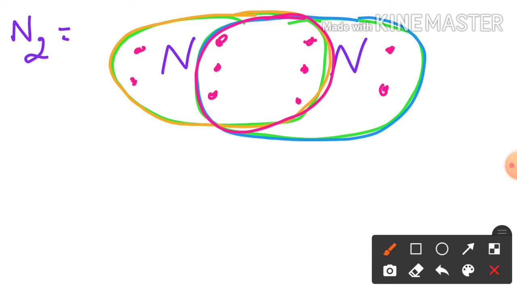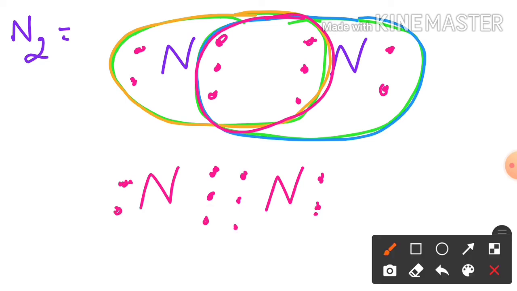So wherever there is a sharing of 6 electrons or 3 pairs of electrons, that is called a triple covalent bond. So nitrogen forms a triple covalent bond, and all these 6 electrons we can show exactly at the center: 1 2 3, 1 2 3. And this pair of electrons is called a lone pair of electrons. This pair of electrons is also called a lone pair of electrons.